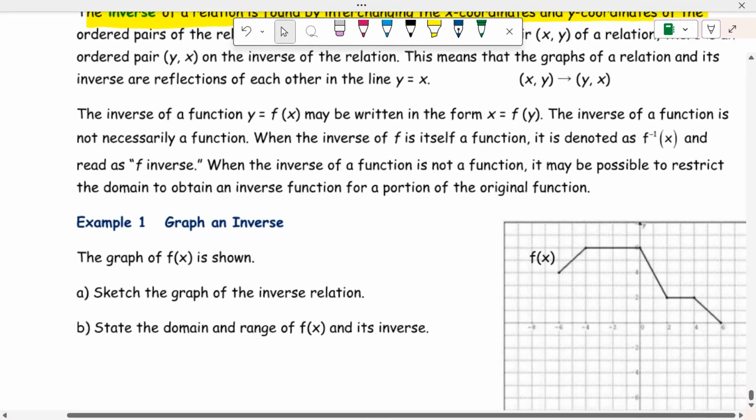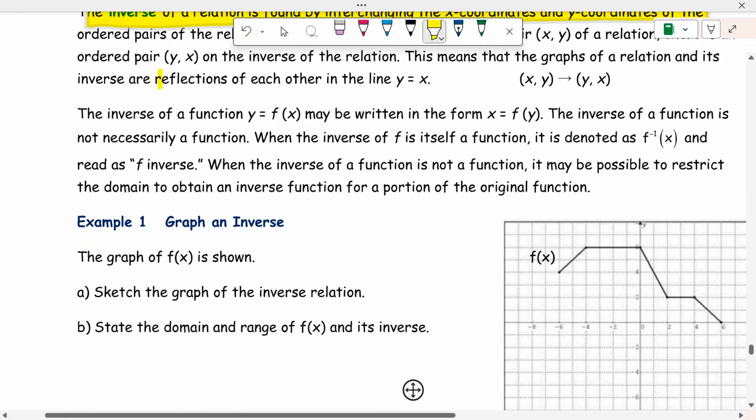But that is an important piece, because in instructions sometimes they will ask you to sketch the graph that is a reflection over the y = x line. If you read that sentence, that is another way to say inverse, because they're not always going to say sketch the inverse. If they do, perfect, that's obvious instructions. But if they say reflect the graph over the y = x line, that is another way to say sketch the inverse.